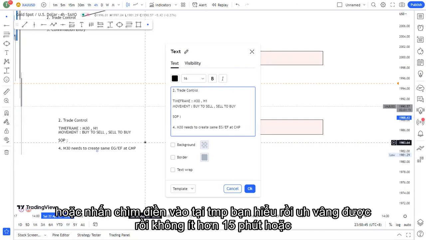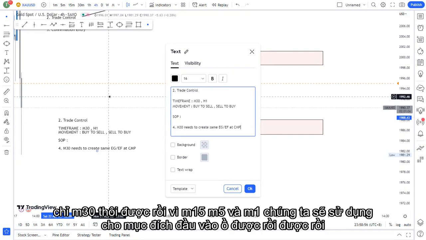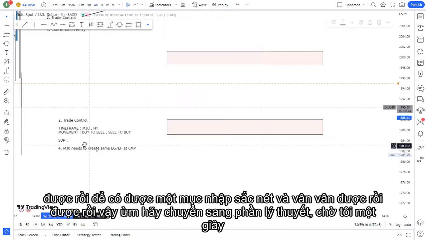You get it? Nothing less than 15 minutes or anything like that. No, just standard. We stick to 30 minutes. We are going to stick to M30, just M30, because M15, M5, and M1 we are going to use for the entry purpose, to get a sharp entry and so on. Okay, got it. So let's move to the theory.